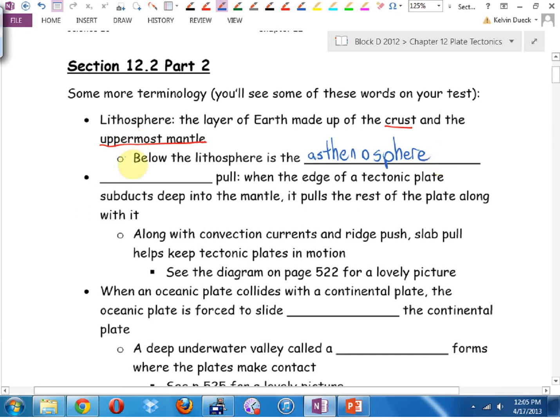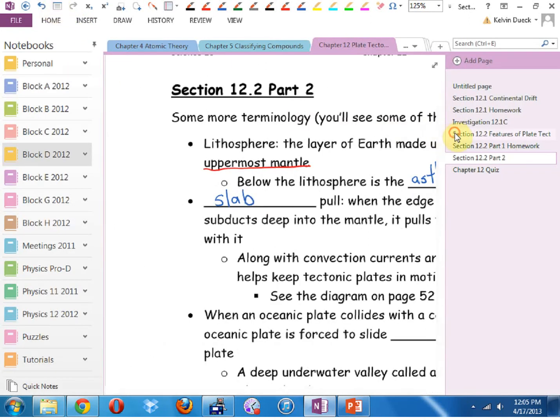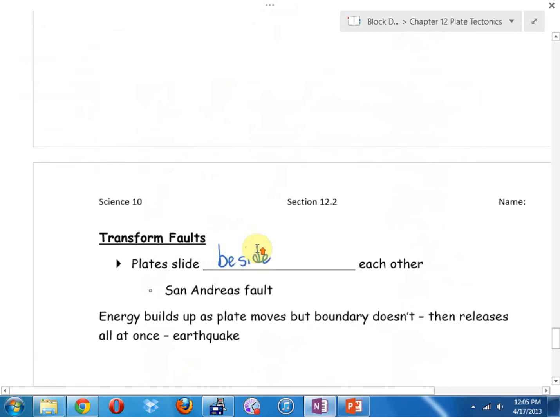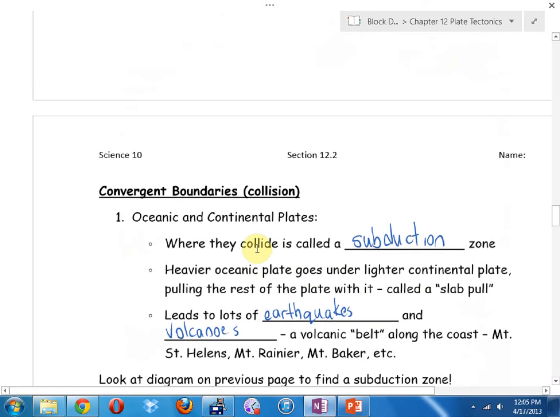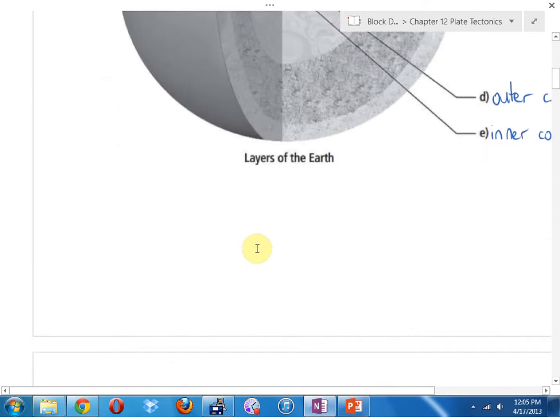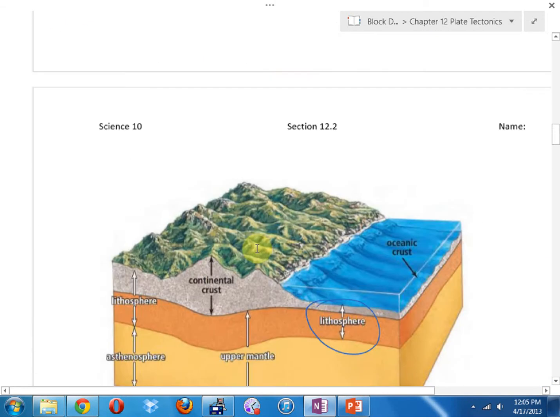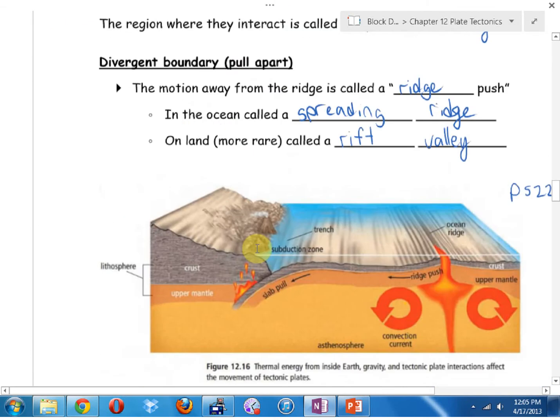New terminology. Slab pull. And I wrote down here, see the diagram on page 522 for a lovely picture. So if you have page 522 in front of you in your textbook, that would work. The diagram we're talking about is this diagram. Too far, Mr. Dewick. Next one, right here.